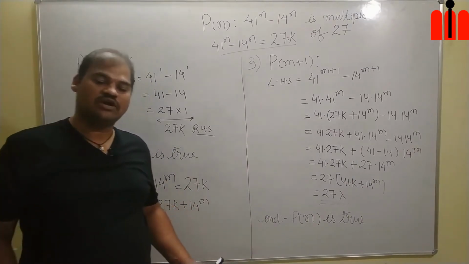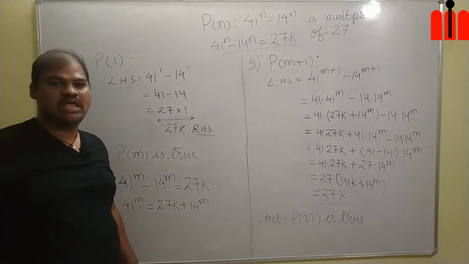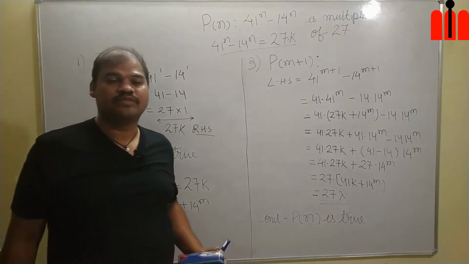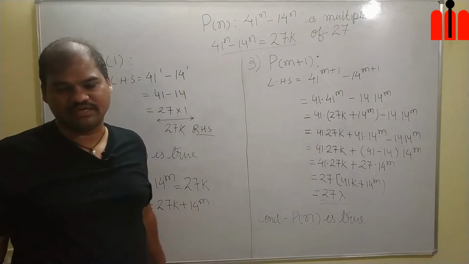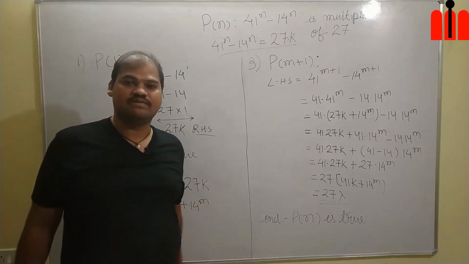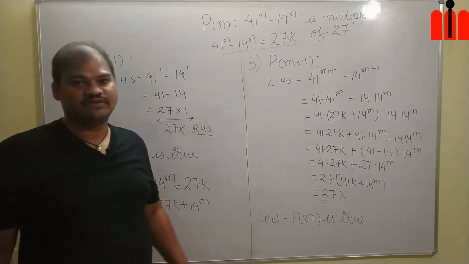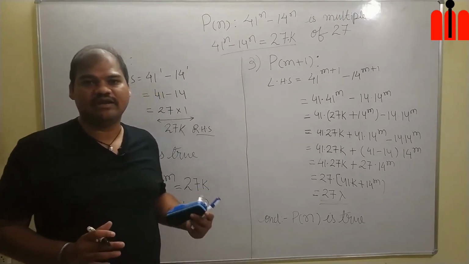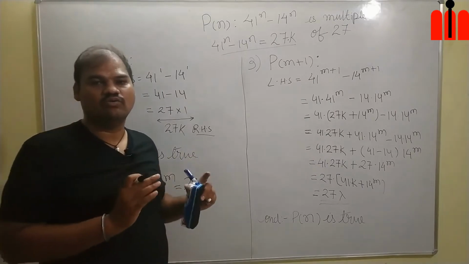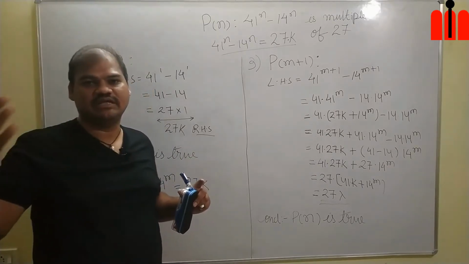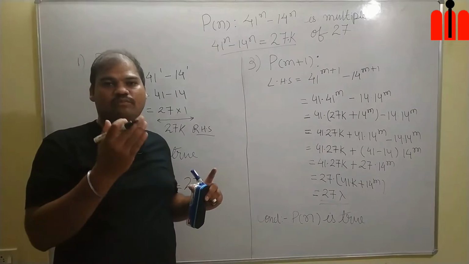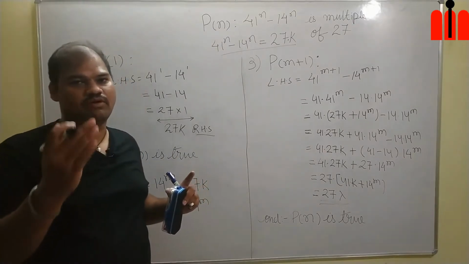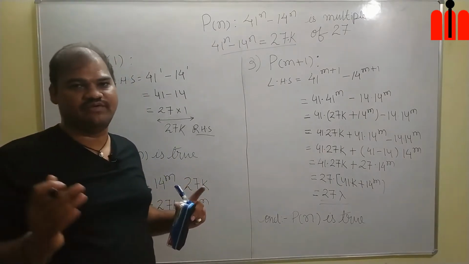So what had we done in this category of problem? First we did the initial basic check. Once the initial basic check was done, we wrote a concrete statement. From the concrete statement, you take one term out and represent it in terms of the other term, like 41 to the power of n minus 14 to the power of n is equal to, which I had written as 27k.